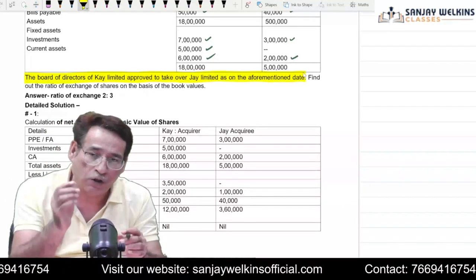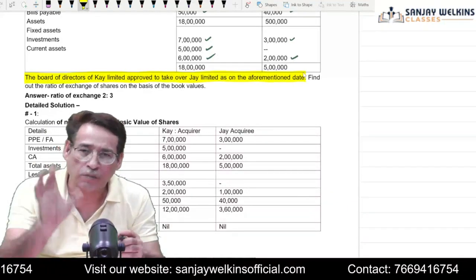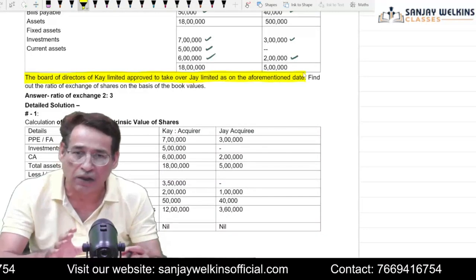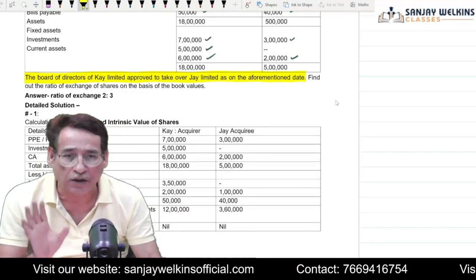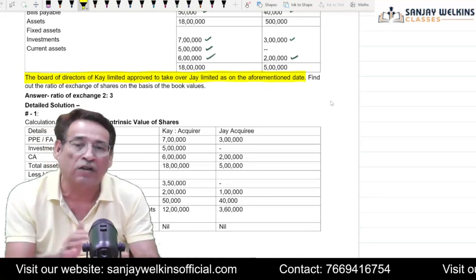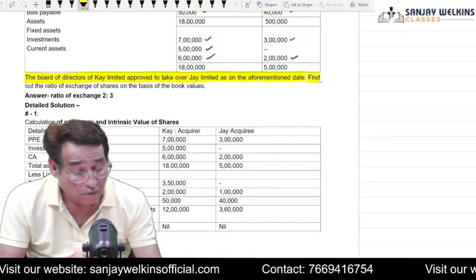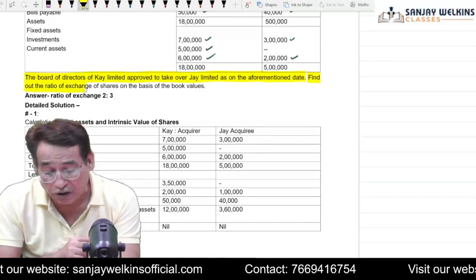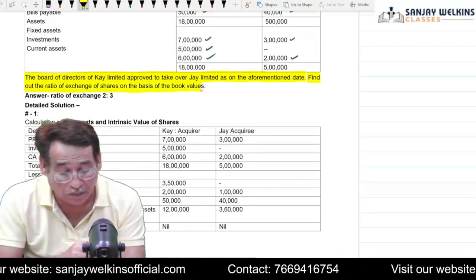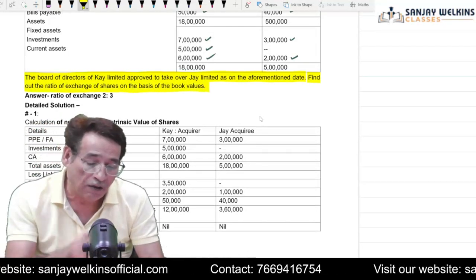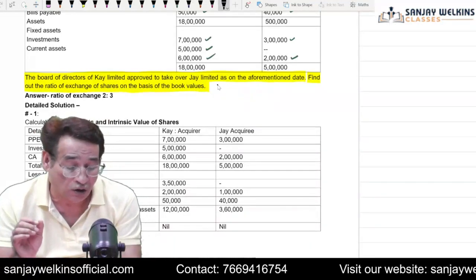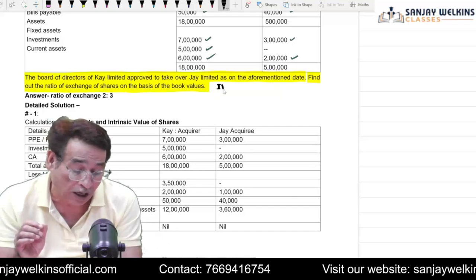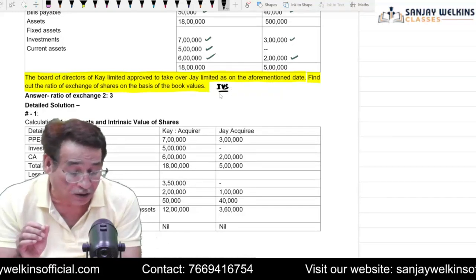If the question would state only this much, always presume all the assets and liabilities have been taken over. Always presume this way if nothing is mentioned. Further, it is written, find out the ratio of exchange of share on the basis of book value. Whenever the question states, find out the ratio of exchange, it always means you will have to apply the intrinsic value of share method.